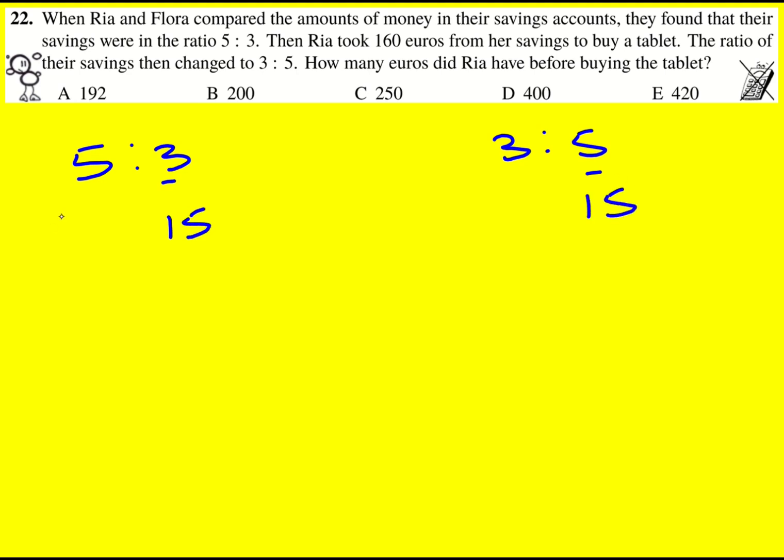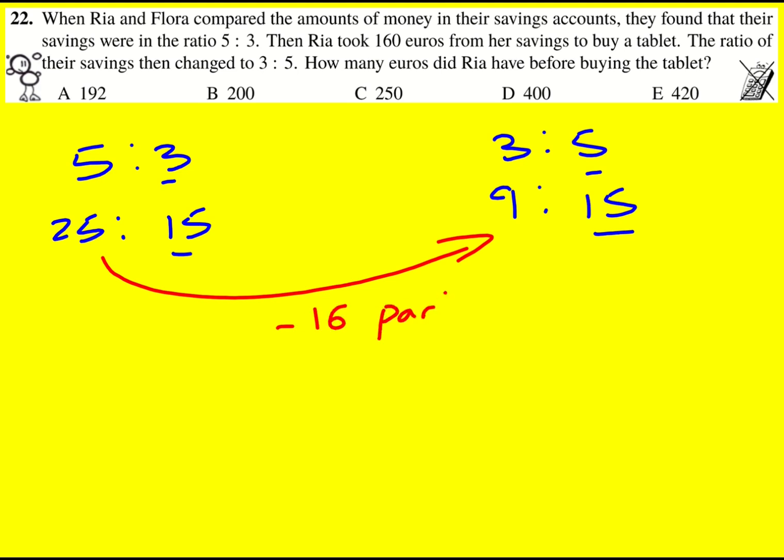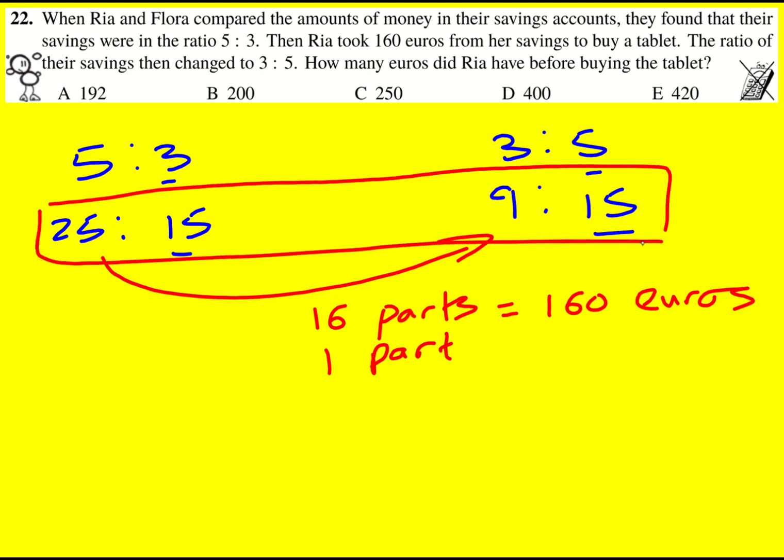Okay, times the left hand one by 5 and the right hand one by 3. So now we see that Flora's amount of money has not changed, whereas Ria's has lost 16 parts. And so these 16 parts must equal the 160 euros that was taken out. And therefore one part in all of these two ratios here, I just divide by 16, is going to equal 10 euros.